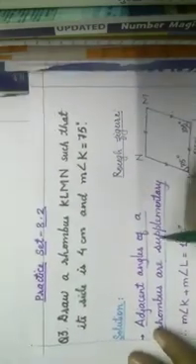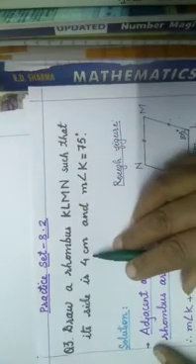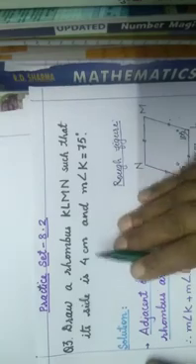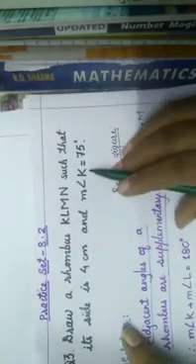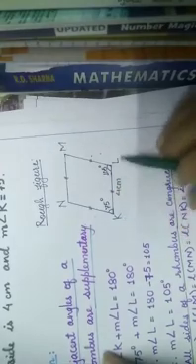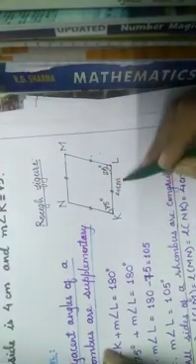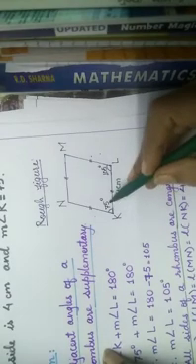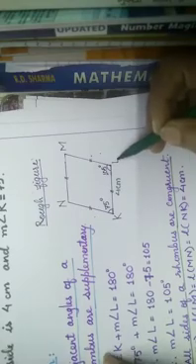So in question number 3, here we have to draw a rhombus KLMN such that its side is 4 centimeter. And you know in a rhombus all sides are equal, that is 4 centimeter, and one angle is given as measure angle K is 75 degree. So draw the rough figure with this information. So here KLMN is a rough figure, and now all sides are equal, that is 4 centimeter. One angle is given as 75 degree. We have to find the measure of angle L here.